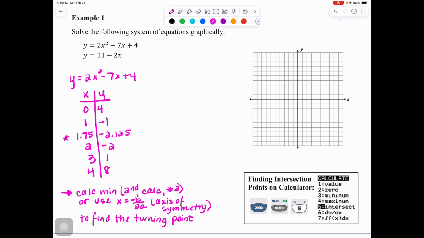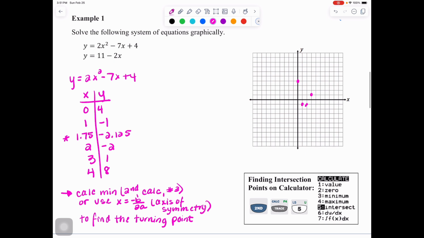So now we can go over to our graph and do the best we can to graph this. So 0, 4, 1, -1, no issues there. With the graph the size as it is, do the best you can to plot 1.75, which is 1 3/4, and then -2.125, which is going to be just a little bit below something like that. Then we've got 2, -2. We've got 3, 1. And we've got 4, 8.